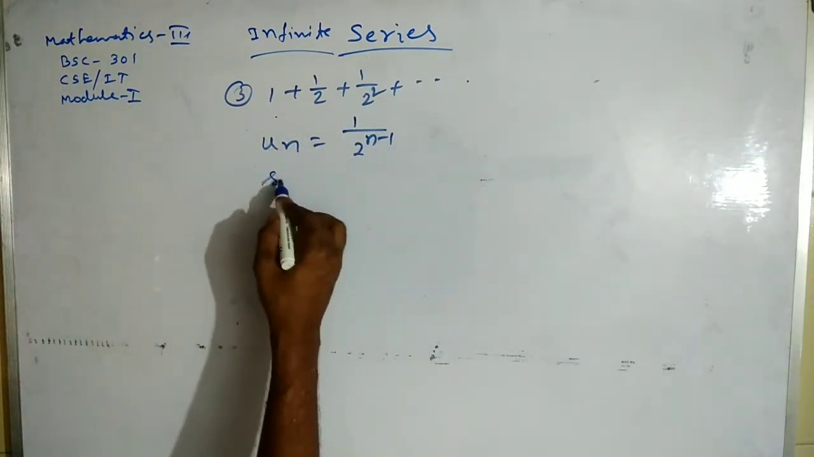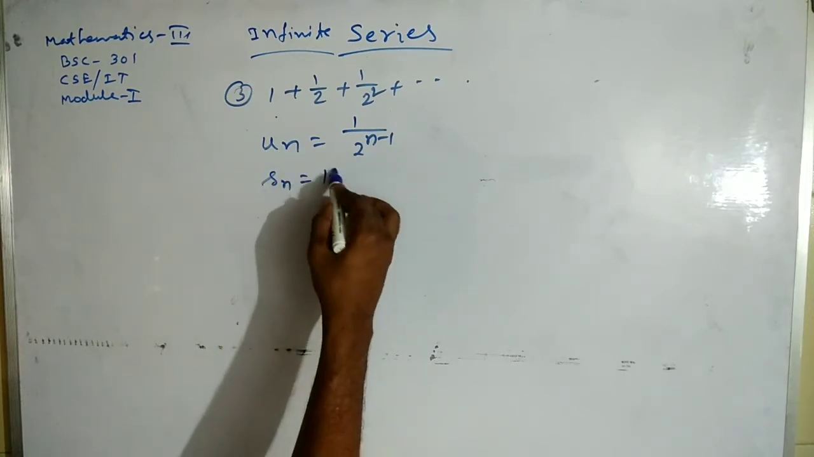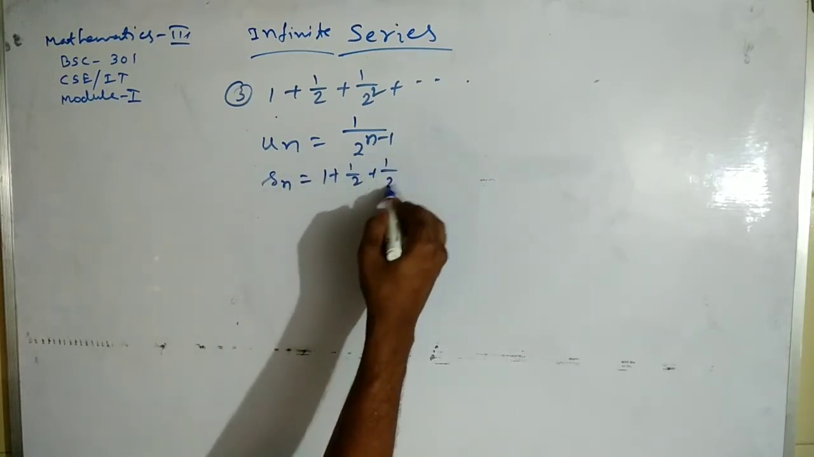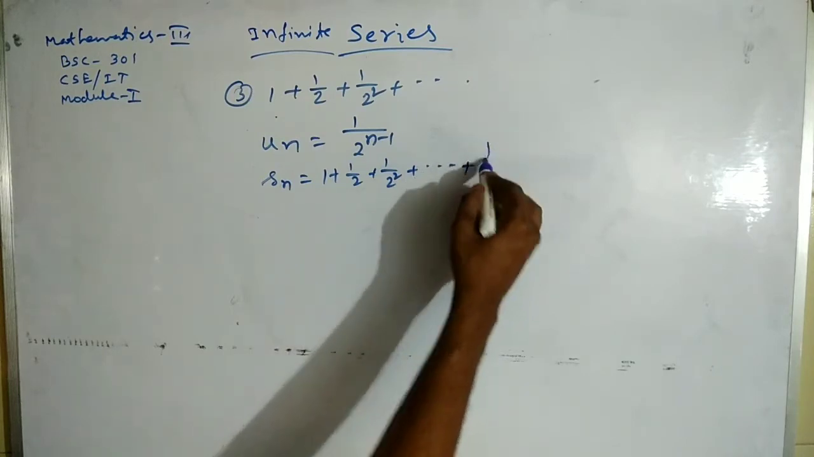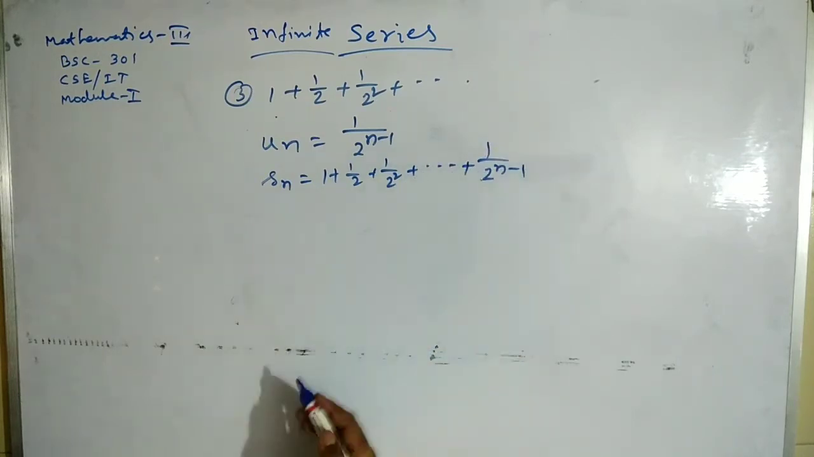Then what will be Sn? Sn will be 1 plus half square plus dot dot dot up to 1 by 2 to the power n minus 1.